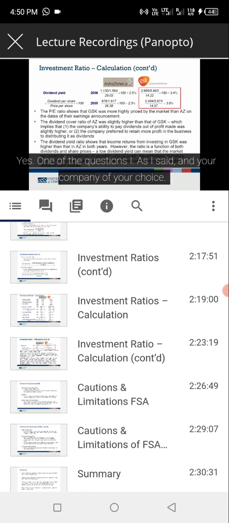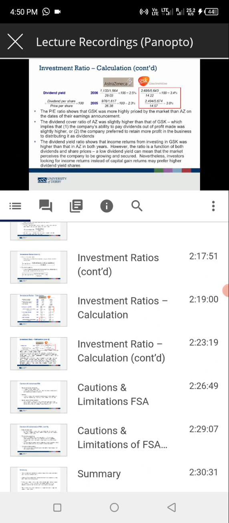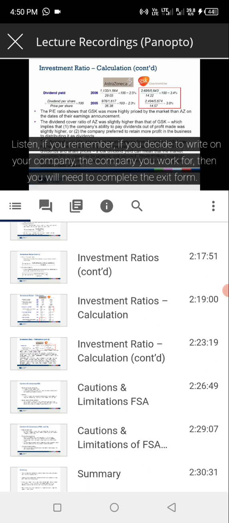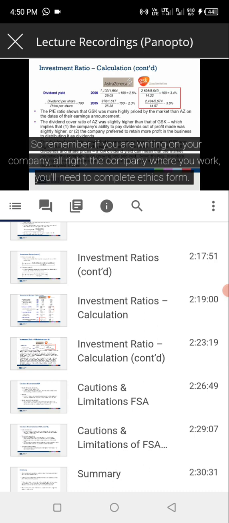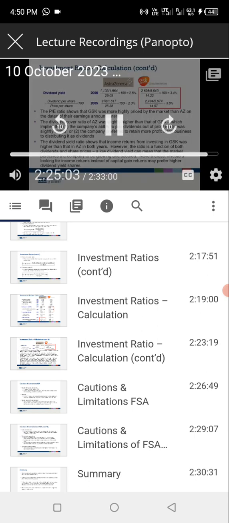Yes. What's the question? As I said, any company of your choice. Yes. The only thing is, remember, if you decide to write on your company, the company you work for, then you will need to complete the ethics form. Is that okay? So remember, if you are writing on your company, all right, the company where you work, you need to complete ethics form.